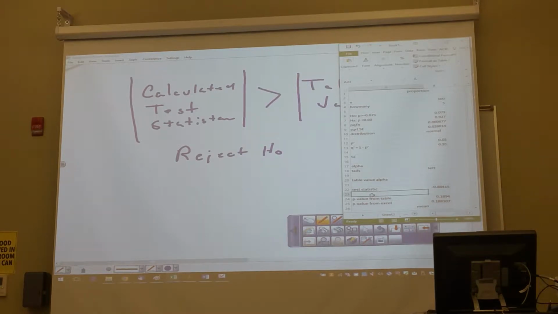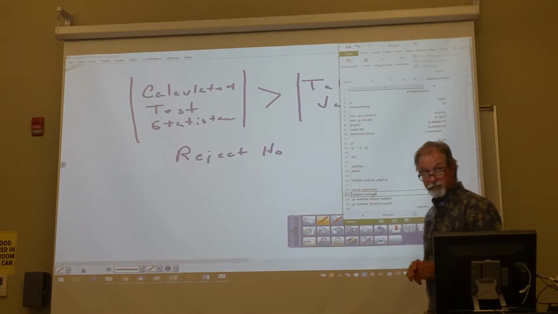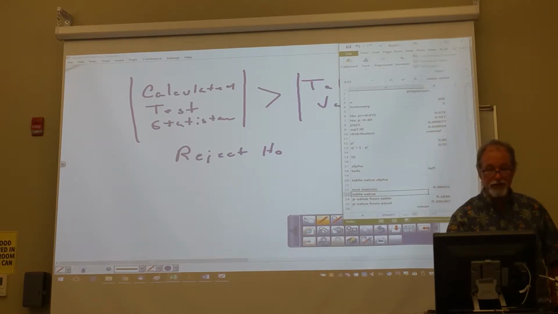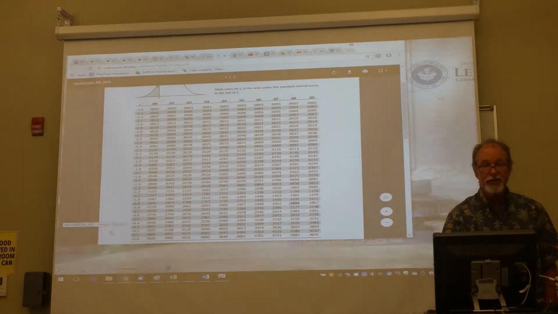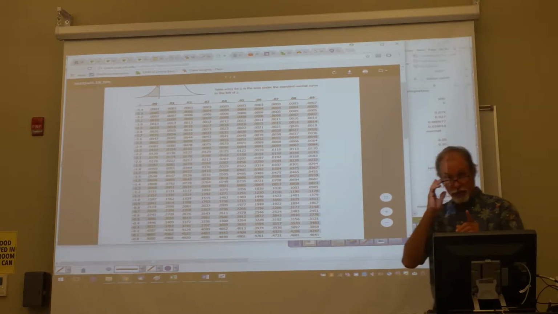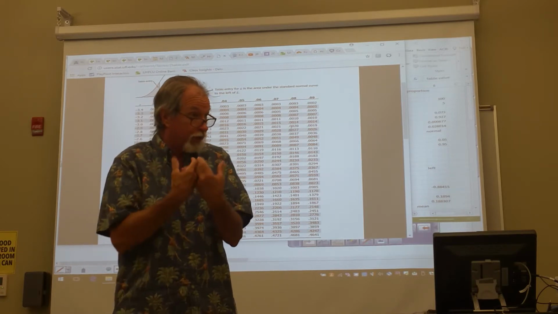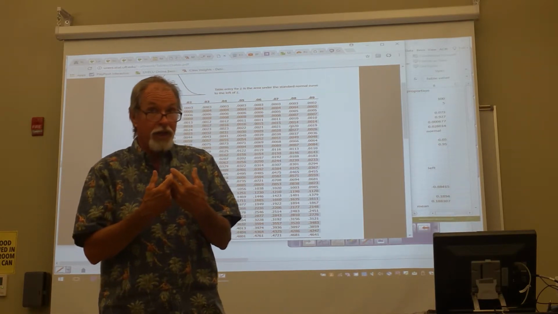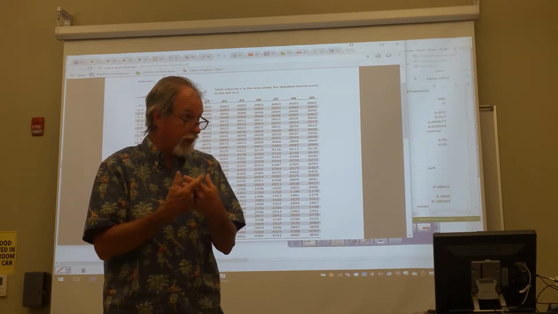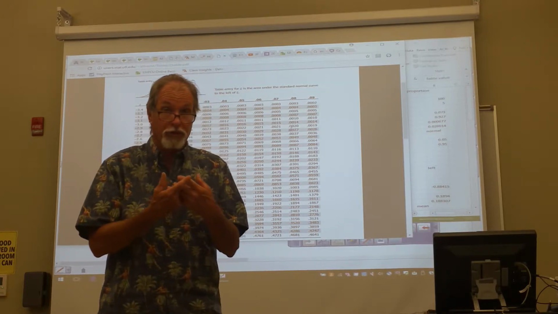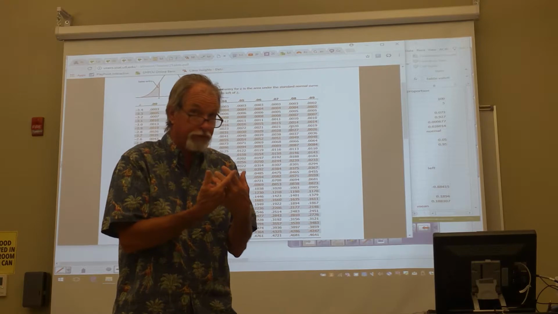So I need a table value. How do I get my table value? The table value comes from using, how do I get a table value? The T table? No, the test statistic is what I calculated. Okay, I need something to compare that to. I'm going to compare it to a value from, what table are we using? The Z table or the normal table. Yeah, the Z table. So I'm going to compare it to a value from that table.